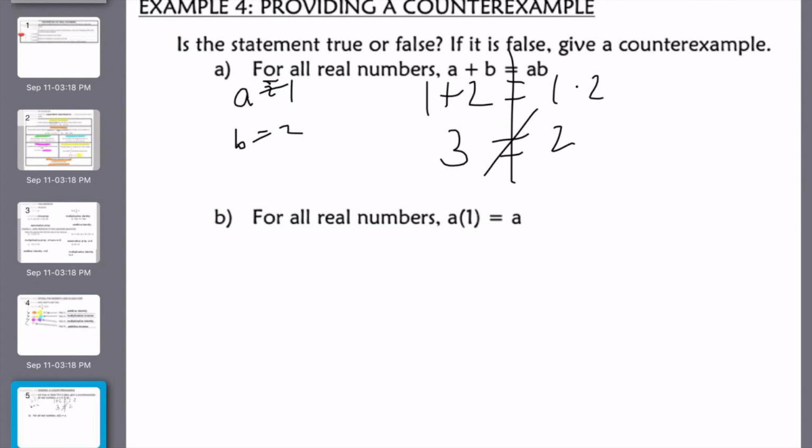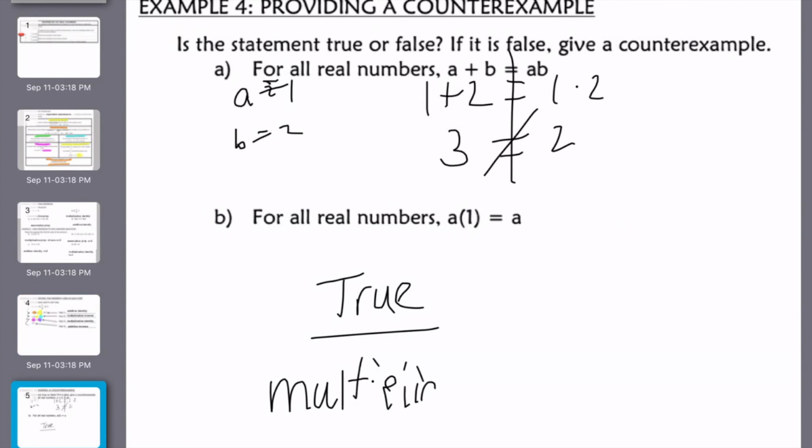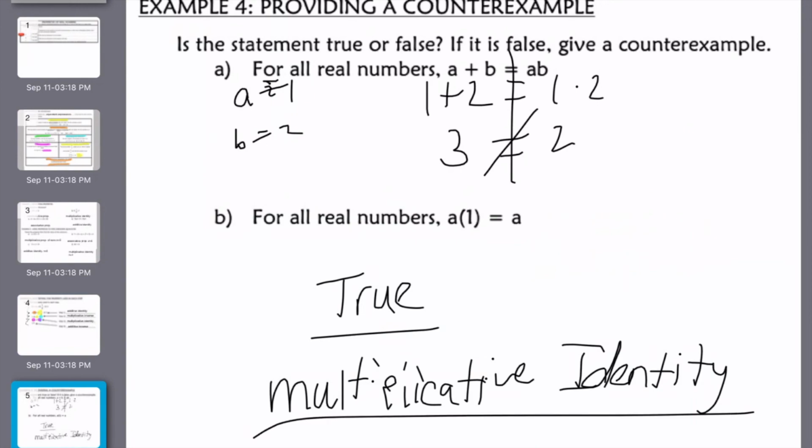B, for all real numbers, any number times 1 equals that number. Well, I know for a fact that is true because that is our multiplicative identity. And that would be why it's true.